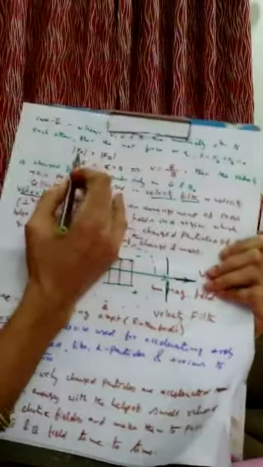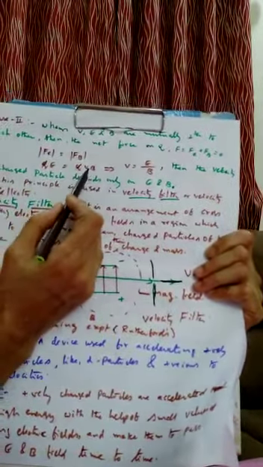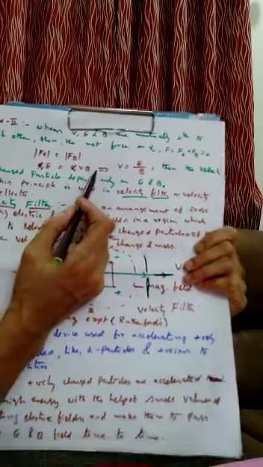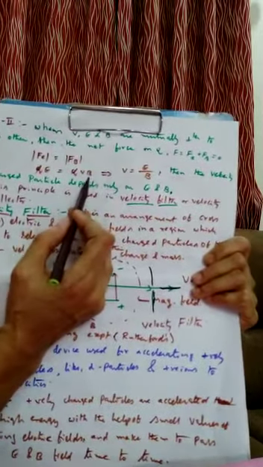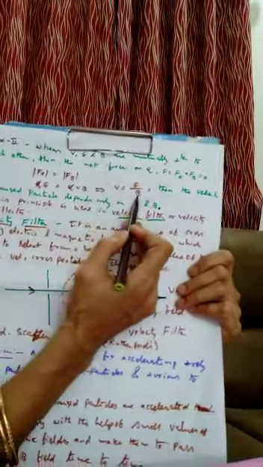If net force is 0, then Fe is equal to Fb, magnitudes I am taking. What is Fe? qE. And what is Fb? qvB, because I don't write sin theta, since theta is 90. That is why qvB is written here. q and q cancel. So v is equal to E by B.